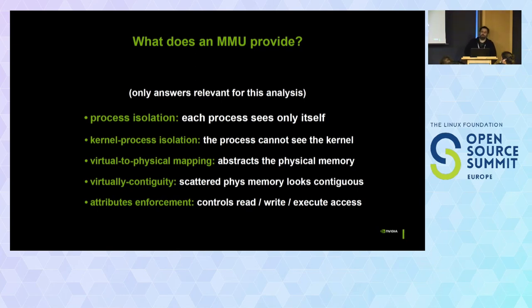The MMU is a hardware component which provides, from this perspective, a few key functionalities. Process isolation, meaning that one process cannot interfere with another one. Kernel to process isolation: the process cannot interfere with the kernel other than, for example, by making a syscall. The MMU provides virtual to physical mapping and scatter-gather functionality, which I will explain better later. And it also enforces attributes like write protection, execution properties, and access in general.